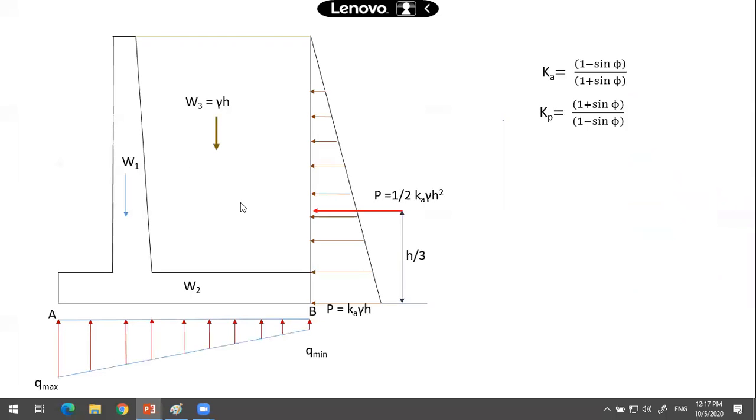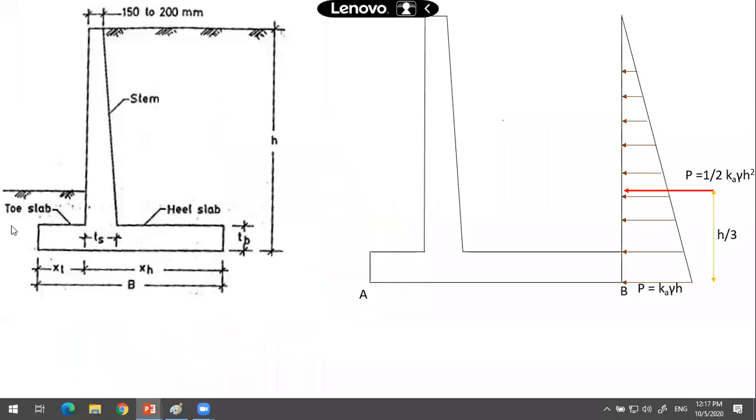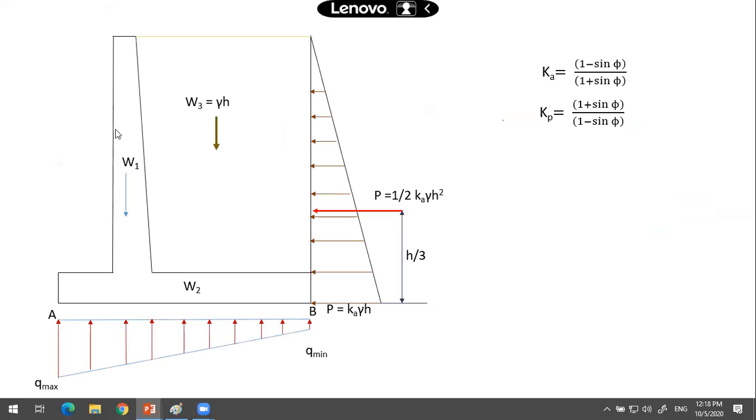I have not shown that over here. That will be a very small one. The depth of the soil being filled on the front side of this retaining wall will be very small compared to the backfill. And one more thing: during the early construction stage you don't have this filling provided over here. That is the worst case.